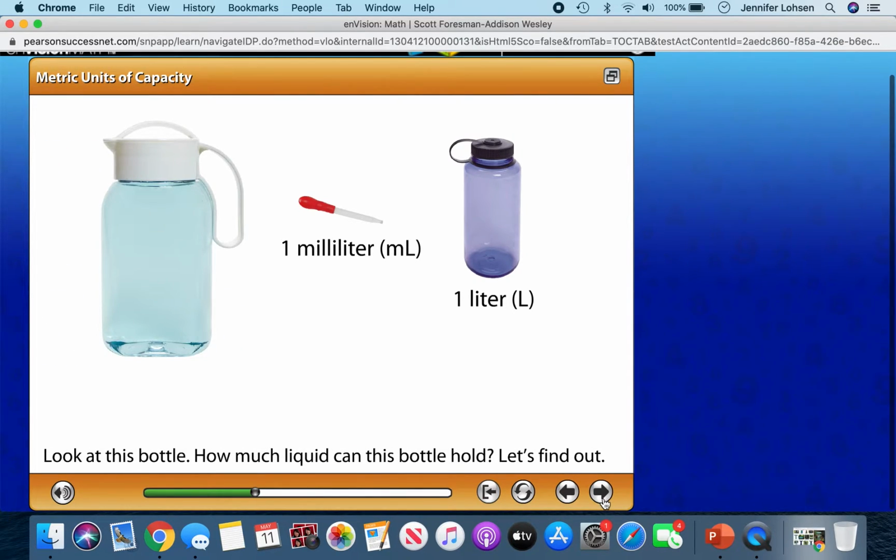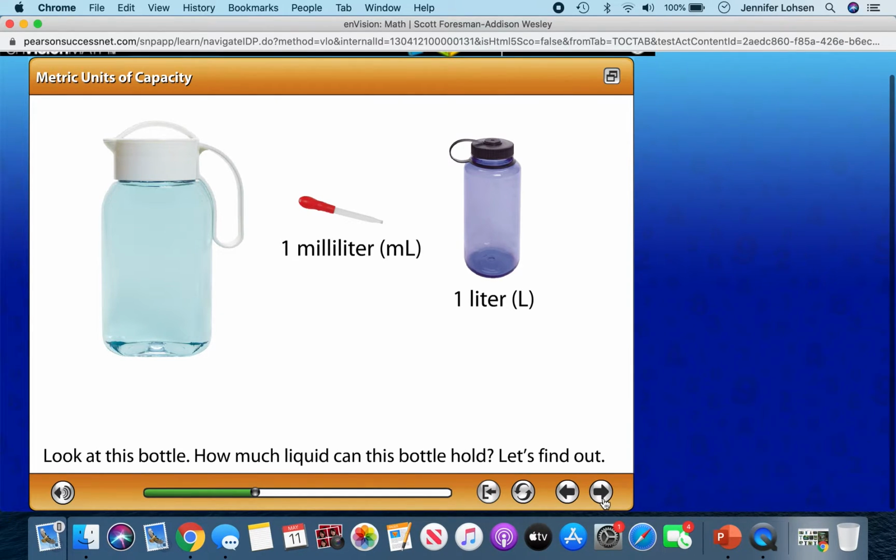Look at this bottle. How much liquid can this bottle hold? Okay, so let's find out. If we look at this big jug right here, this big bottle, do you think it would be more appropriate for us to measure the capacity of this bottle using the milliliter eyedropper or using the liter jug? Gonna hang out like Dora the Explorer for a second. If you're saying the liter jug, you are absolutely correct.